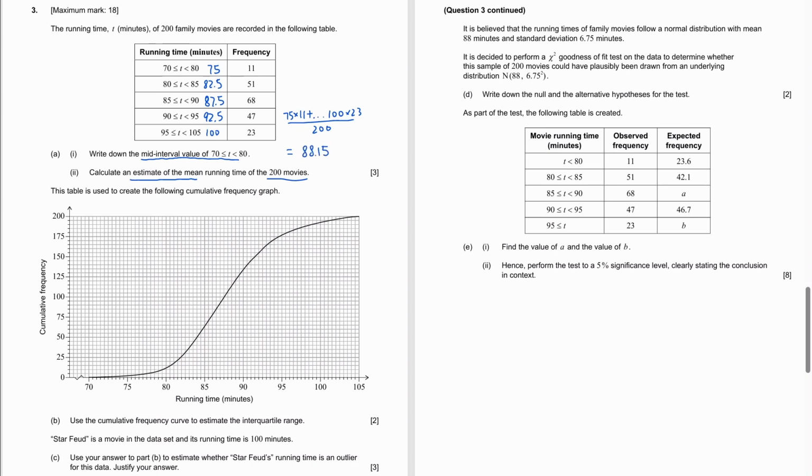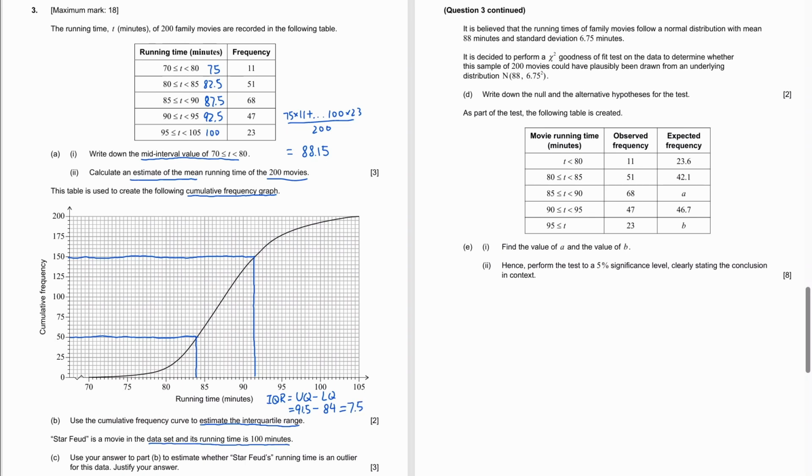Next, we are given a cumulative frequency graph. To find the interquartile range, we locate the lower quartile and the upper quartile on the graph. The lower quartile corresponds to a cumulative frequency of 50, which gives a running time of 84. The upper quartile corresponds to a cumulative frequency of 150, which gives a running time of 91.5. Taking the difference, the interquartile range is 7.5.